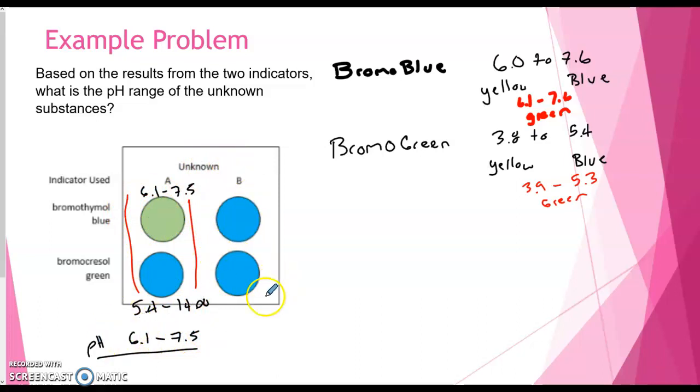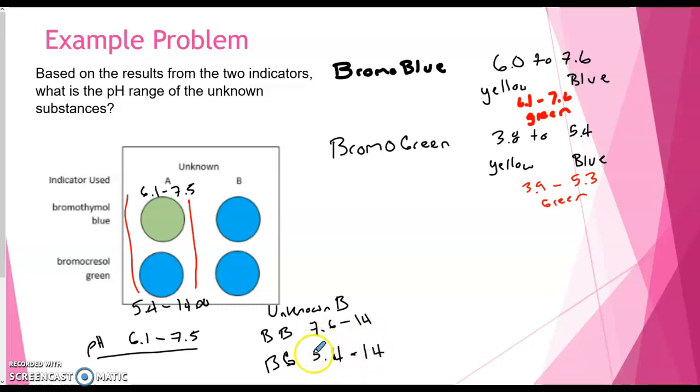If we look at unknown B though, the first one here is saying bromo blue can be from, oh sorry, 7.6 all the way to 14. So that's where it can be blue for bromo blue. But bromocresol green can be blue from 5.4 to 14.